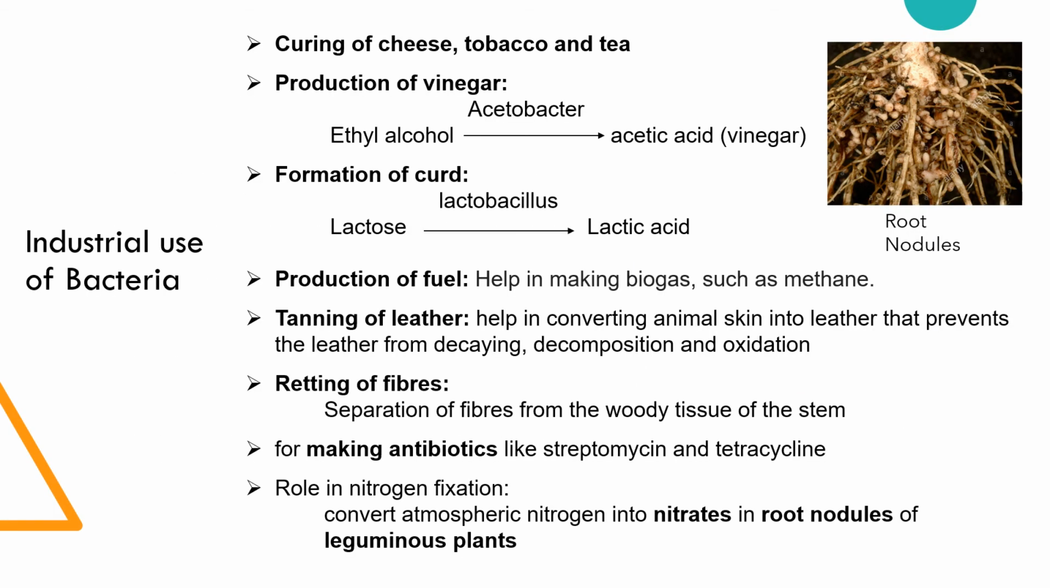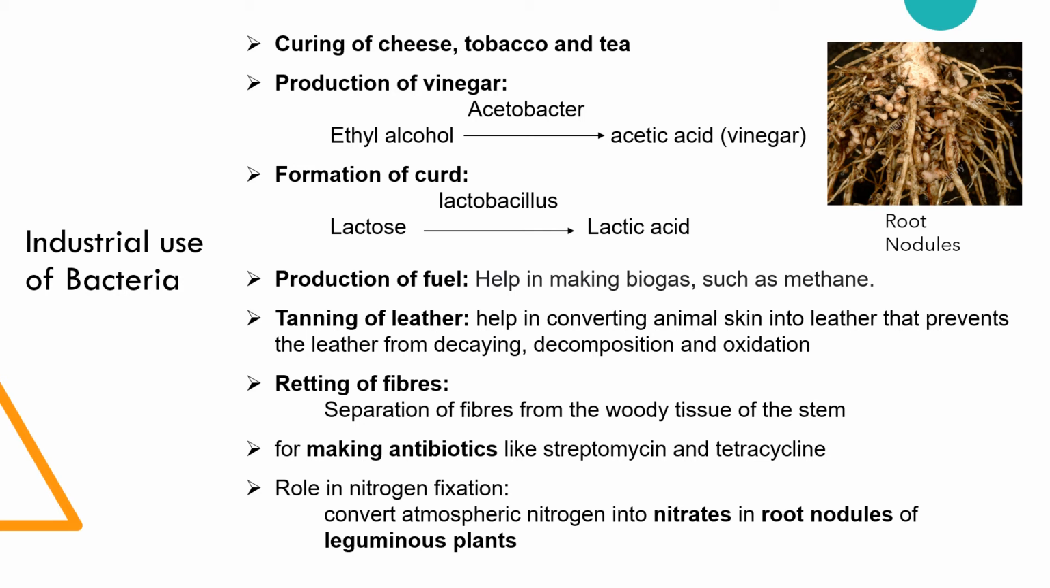Bacteria in industry. Bacteria are used for curing of cheese, tobacco, and tea. The flavor of these substances depend upon the type and degree of fermentation and putrefaction that it undergoes. Next is production of vinegar. Aerobic bacteria like Acetobacter converts ethyl alcohol into acetic acid. Acetic acid is nothing but the vinegar.